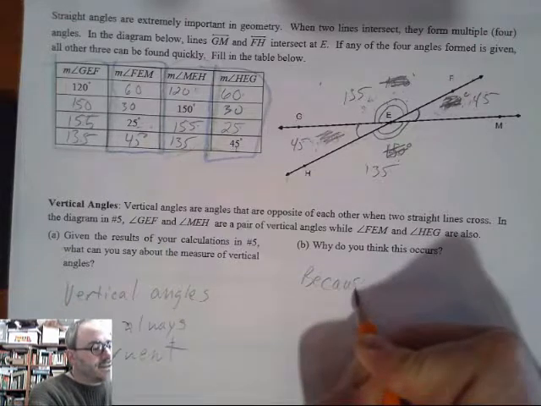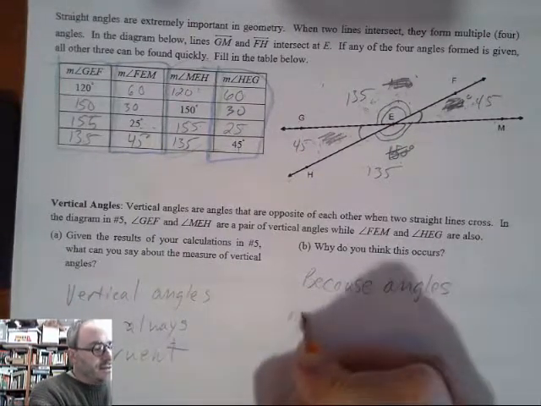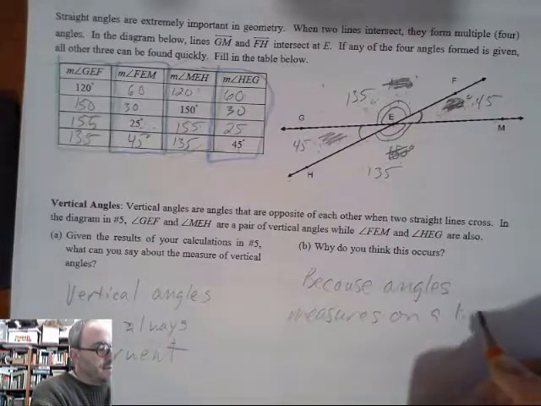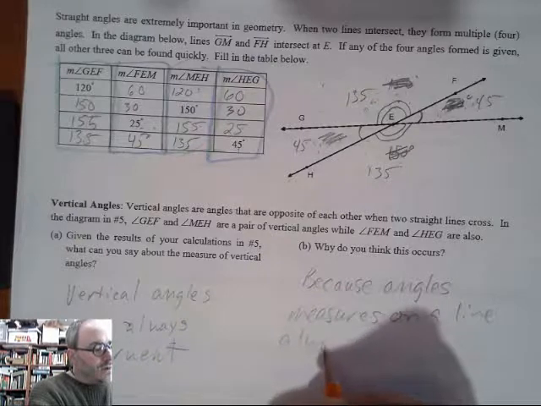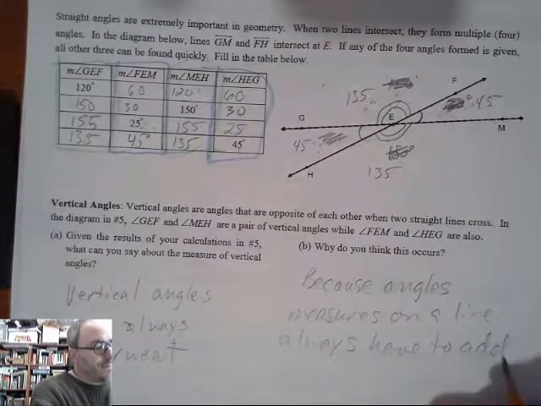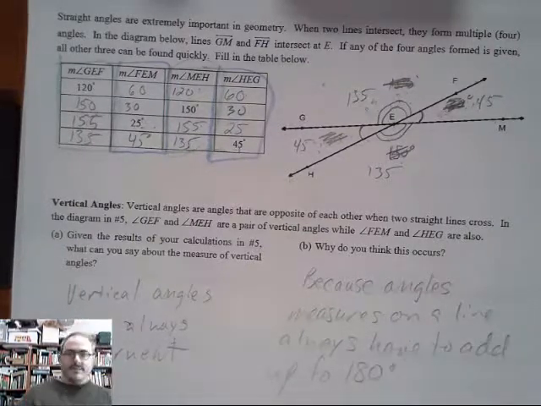because angle measures on a line always have to add up to 180. That's why.